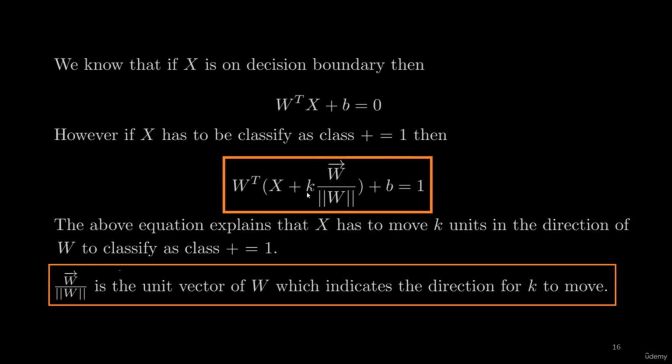So this is the number of units that data points have traveled, and this is the direction in which they move. The above equation explains that x has to move k units in the direction of w to be classified. This ratio, a vector divided by its magnitude, is the unit vector of w, which indicates the direction for k to move. So this is very important. If a data point is on the decision boundary, it has to travel k units in the direction of w to become a class 1 sample.